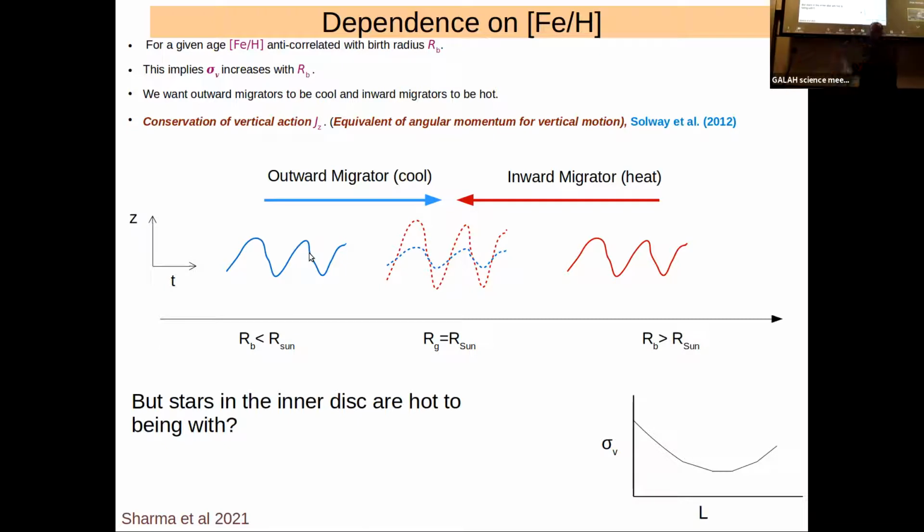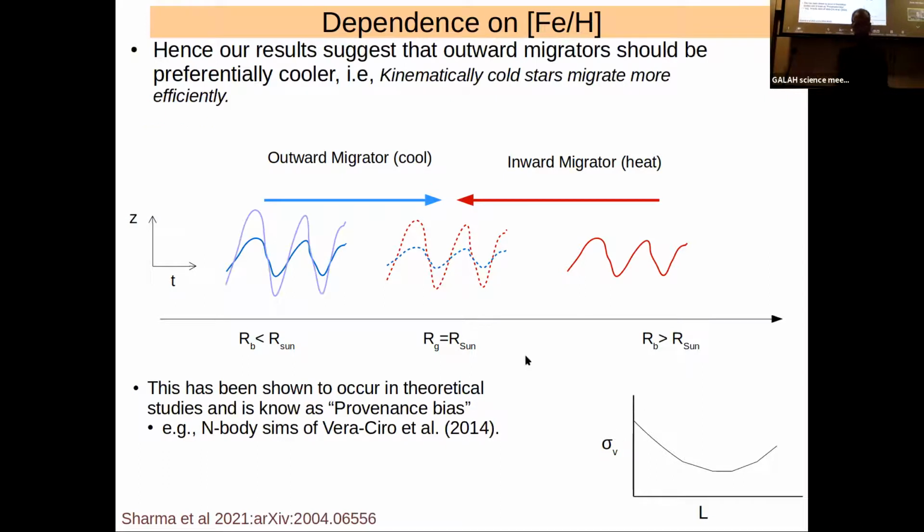Now, how can that be? Well, one of the things that can do that is the conservation of vertical action, which was shown in Solway. So if you have conservation of vertical action, it can explain this. But if you think about the dependence on L, stars in the inner disk are hot to begin with. So what that means is, if you want this result as shown here, the migrating stars must be preferentially cooler because they are very hot here, and only the cooler ones, when they come here, will decrease afterward, conservation and so on. And in simulations, this has been shown to occur. It's called the provenance bias.